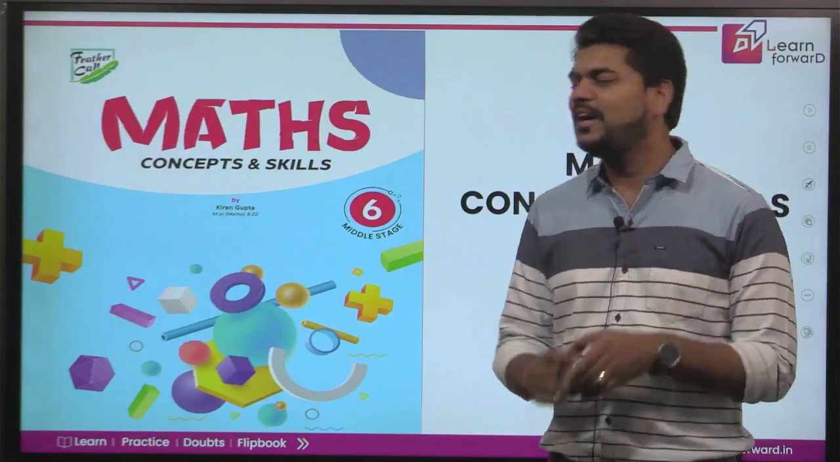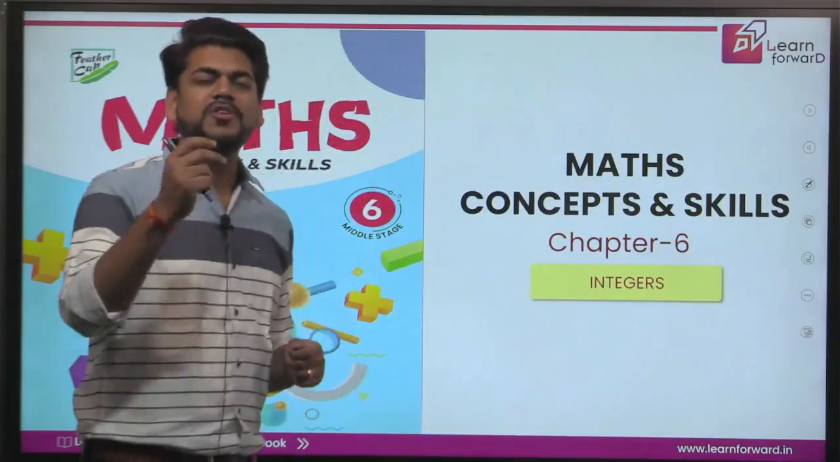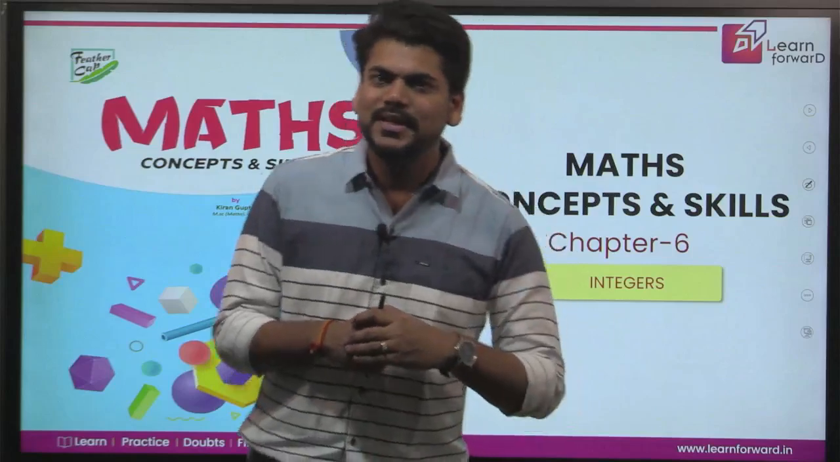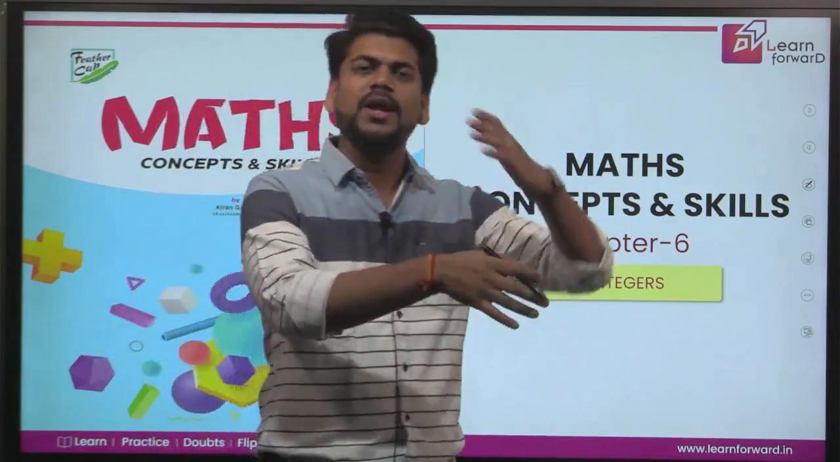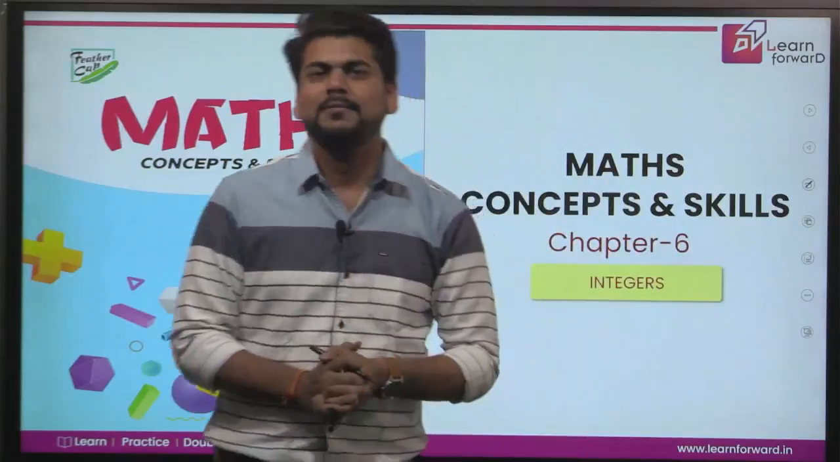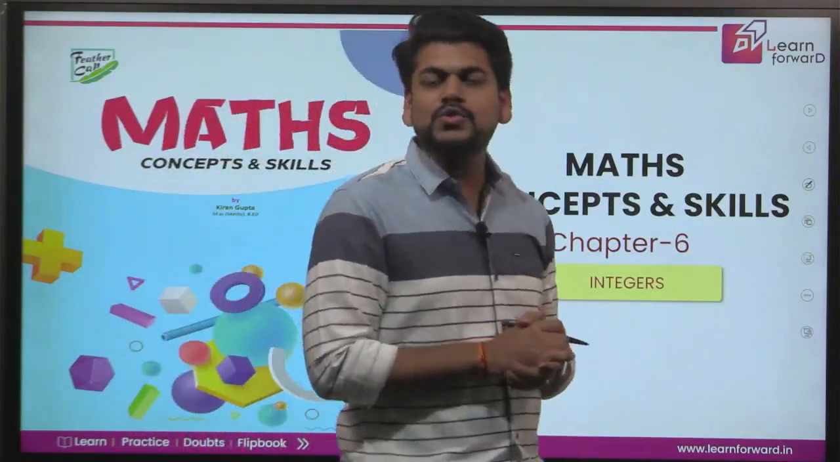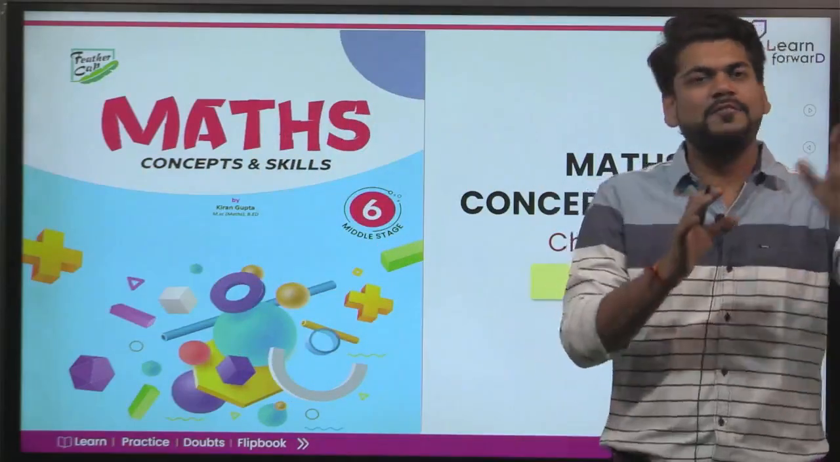So let's start. Before we start the chapter, let me ask you, what are natural numbers? Natural numbers are those which start with 1, 2, 3, 4 and they go up till infinity, right? What are whole numbers? Whole numbers are those which start from 0, 1, 2, 3, 4 and they go up to infinity.